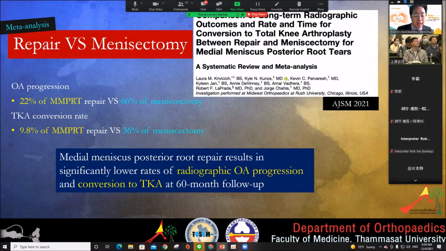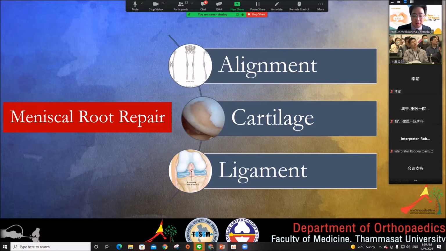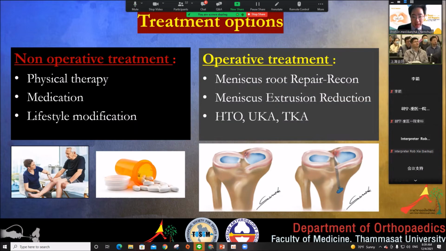Repair and meniscectomy: a recent meta-analysis comparing the long-term X-ray outcome concluded that the lateral meniscus root repair group had a lower rate of osteoarthritis compared to the meniscectomy group. So for the management of the meniscus, we need to consider the alignment, cartilage, and the ligament. Okay, we start with the conservative treatment first.